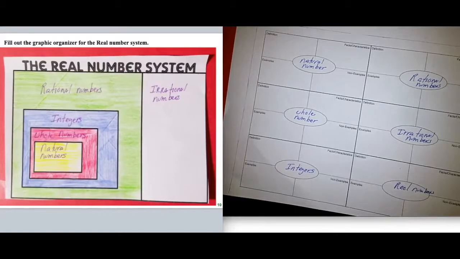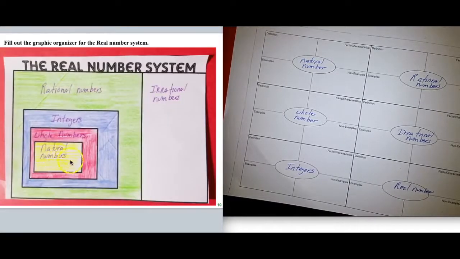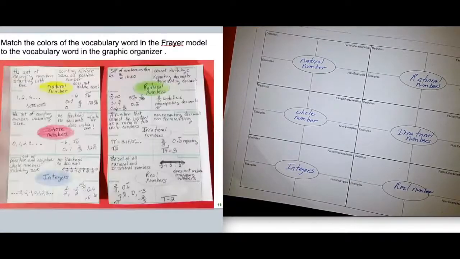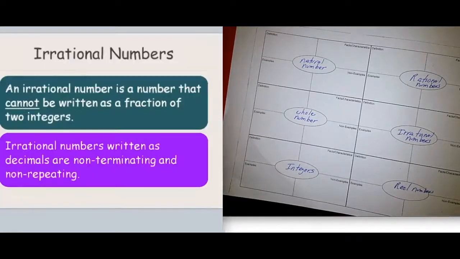Here's a picture of my graphic organizer that is colored, that I shaded with color pencils. And here are my Frayer models. Notice that I color coded. If I put yellow in the center here for natural numbers, then I shaded the oval yellow. And we'll do that at the end. Here I put them together side by side in my interactive notebook, the graphic organizer on the left and the Frayer models on the right. Okay, so our 2 big sets are rational and irrational numbers.